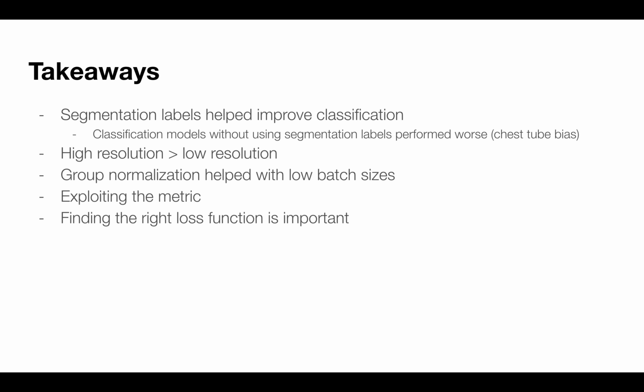And we found that finding the right loss function is really important. This competition saw a wide range of loss functions being used. We had the most success with a weighted binary cross entropy loss when we were training on all images. And it seems like teams use combinations of binary cross entropy and dice losses in their models.